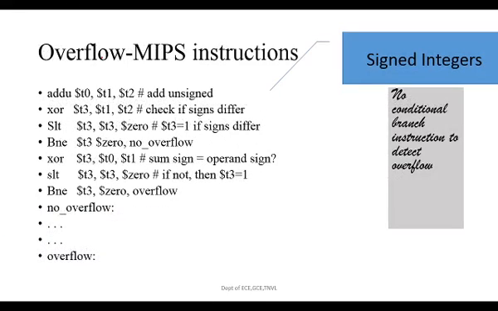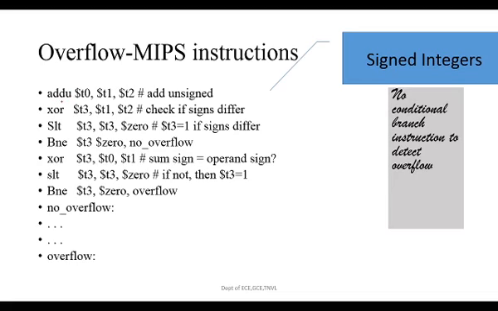And this is our overflow. There is no conditional branch instruction to detect overflow. This is the important point in the next instruction. There is no direct instruction, there is no conditional branch instruction to detect the overflow. So what we need to do is go through a sequence of instructions to detect this overflow. So this is the sequence of instructions.